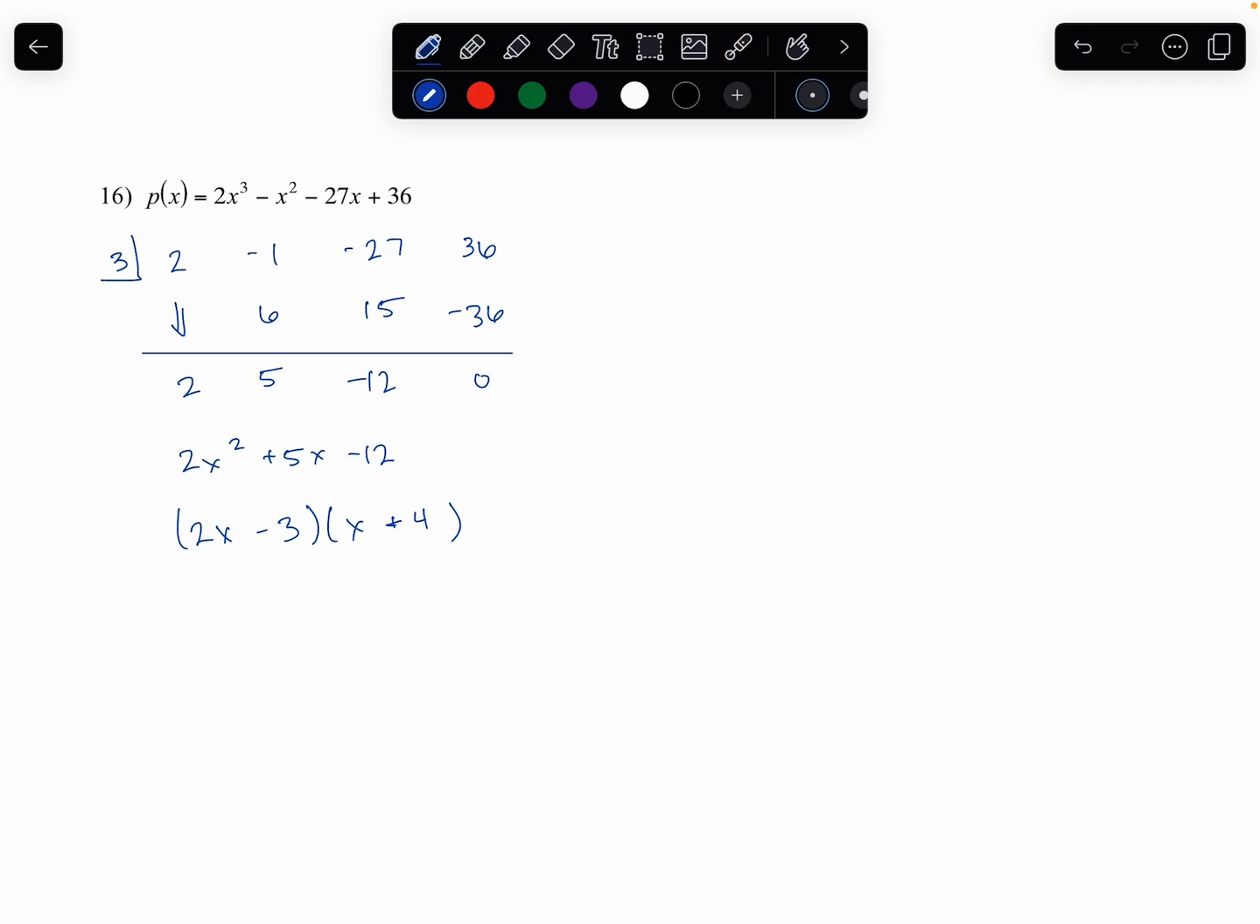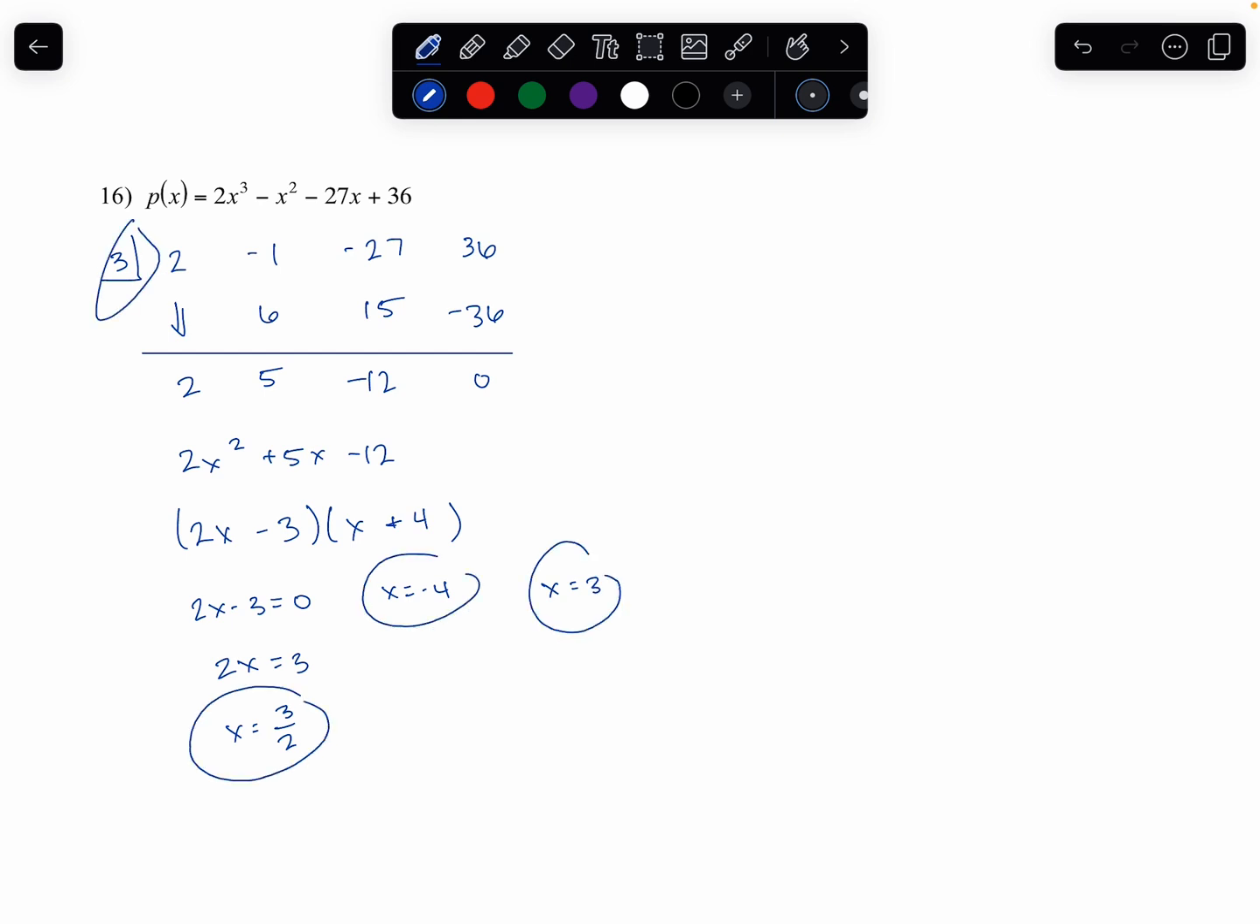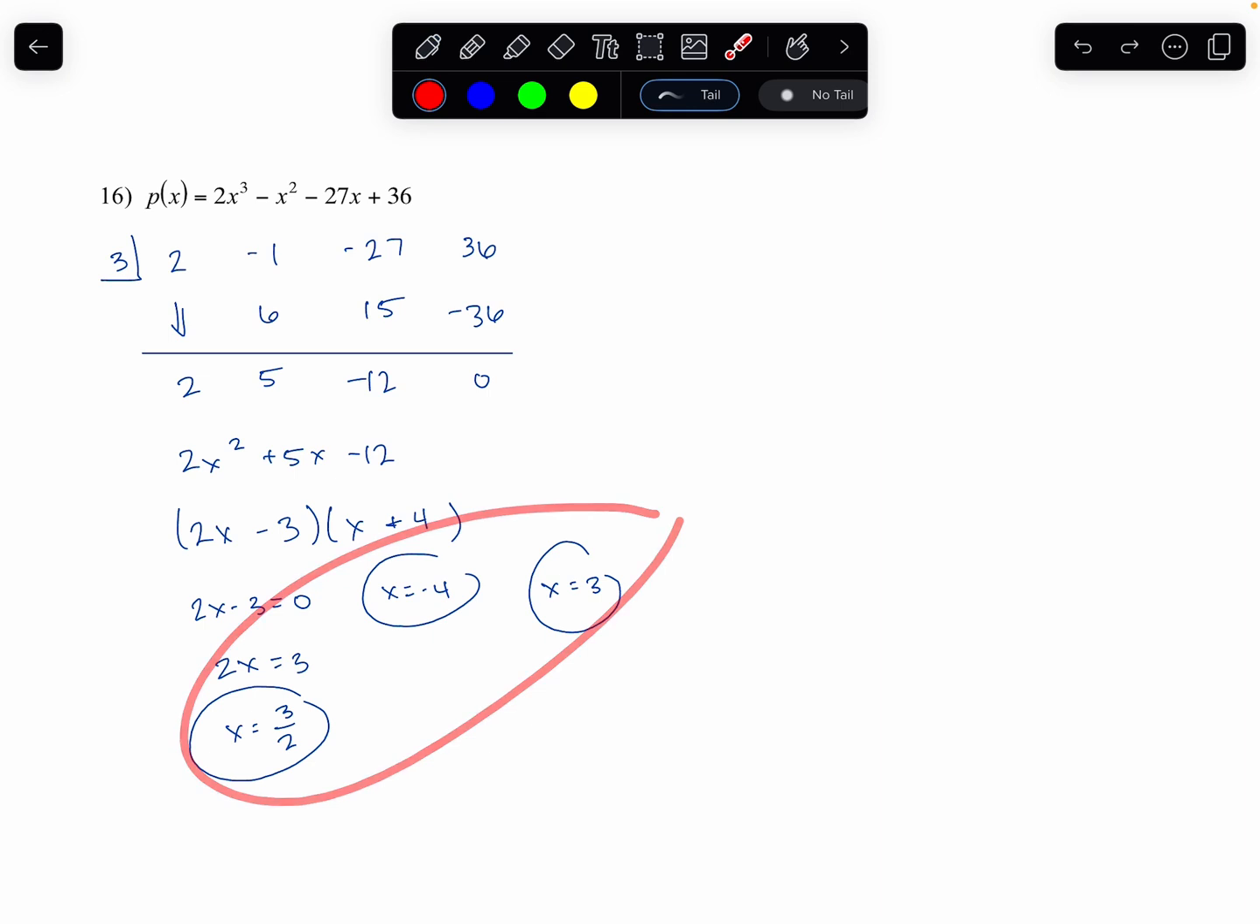Okay, and then 2x minus 3, I'm going to set that one equal to 0. I'm going to add a 3 to the other side. So I get 2x is equal to 3, divide by 2. So x has to be equal to 3 halves. And here x would have to be equal to negative 4. And we know x is equal to 3 from using this right here. Okay, there you go.